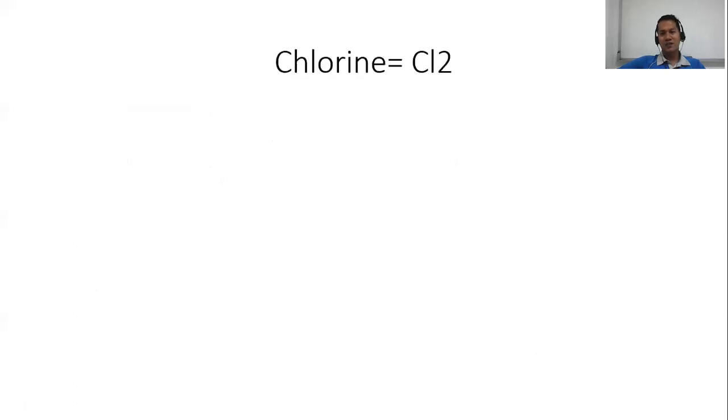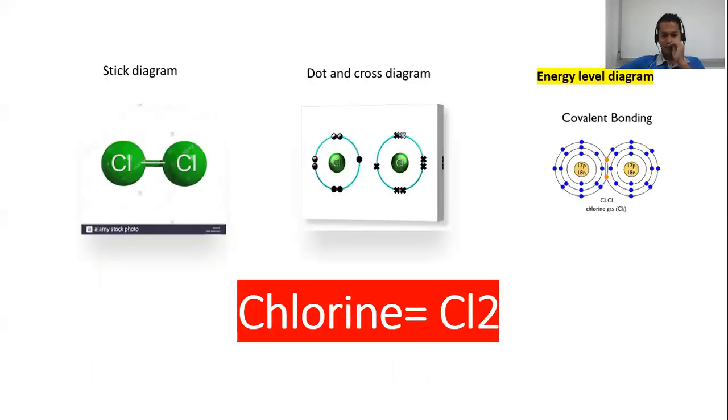Now, I would like you to pause this video and try the chlorine atom, or the chemical formula is Cl2. This is a subscript, so don't worry. Cl2. Pause this video and then do this. All right, here we go.